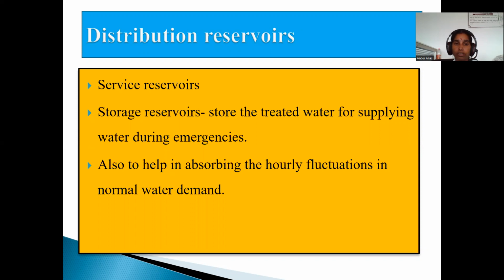Distribution reservoir. Reservoirs are of two kinds: service reservoir and storage reservoir. Storage reservoir stores the treated water for supplying water during emergencies, and also helps in absorbing the hourly fluctuations in normal water demand.